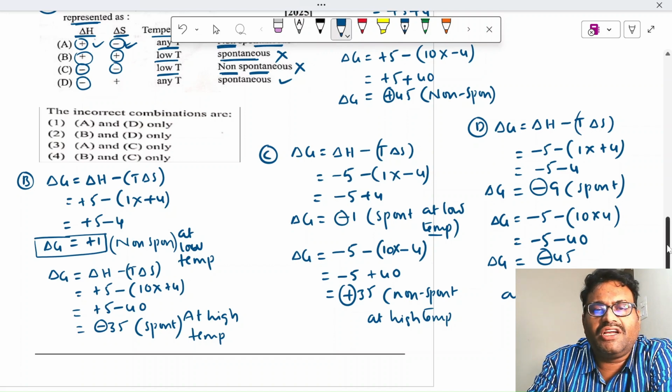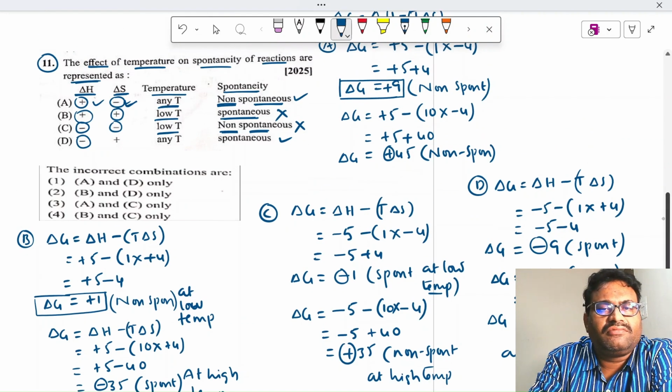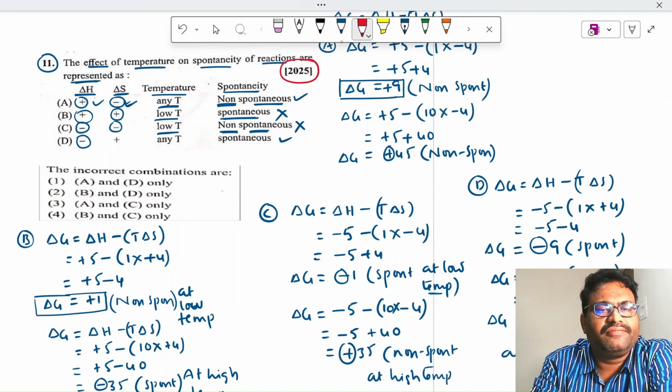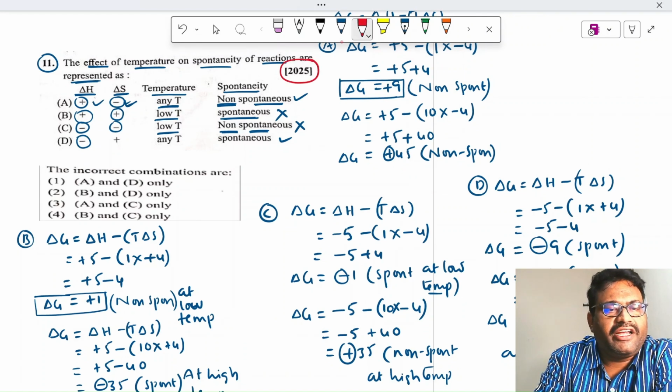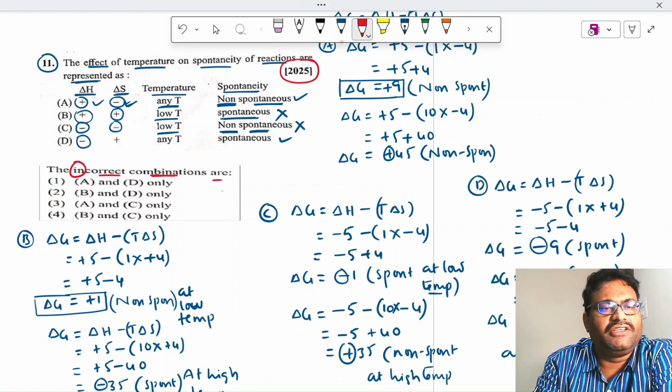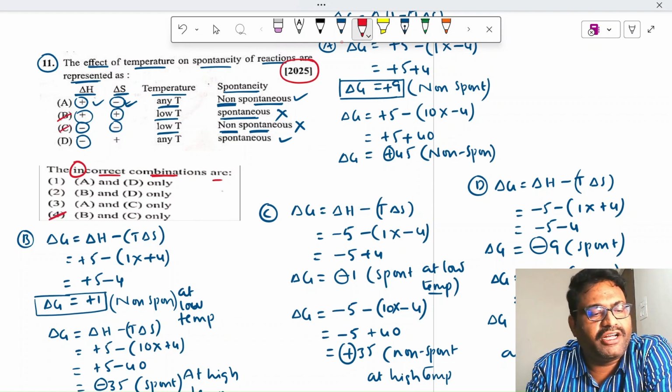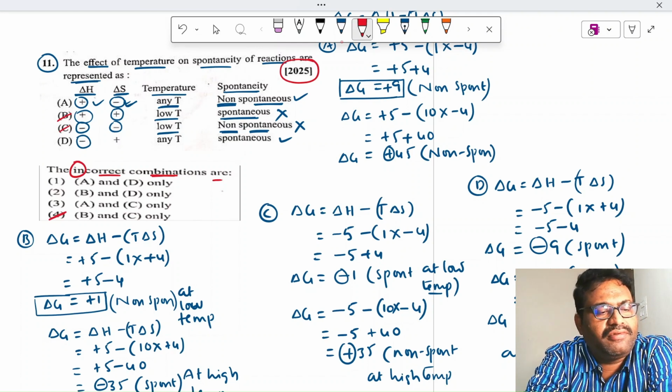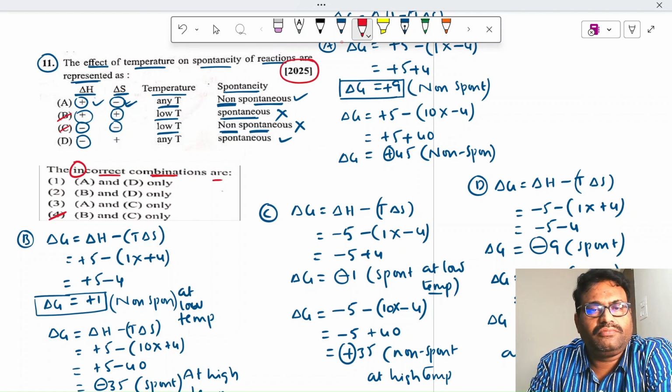So what is the question asked? This question is asked in 2025, a very recent examination. The incorrect combinations are asked. Incorrect are B and C. That means B and C. Where are B and C? So in the fourth option, you find B and C. Okay.